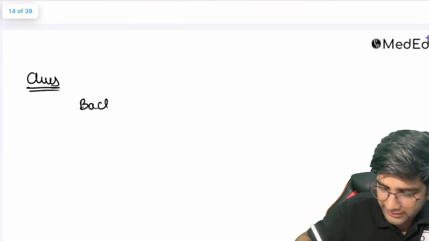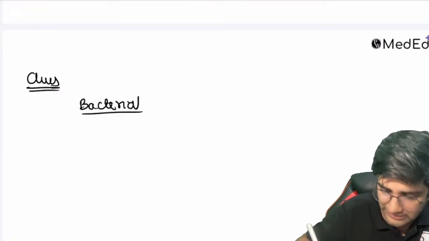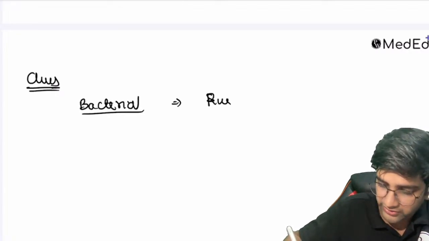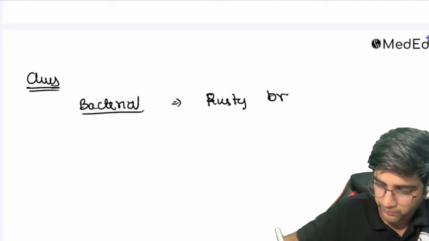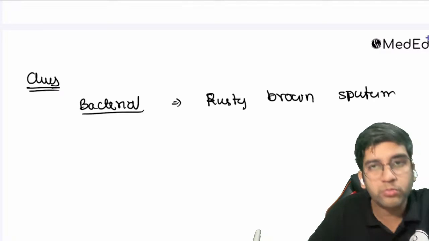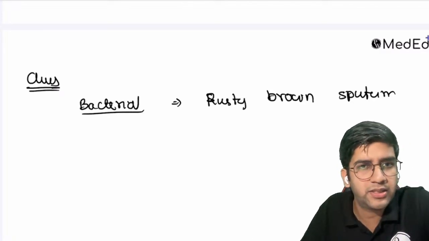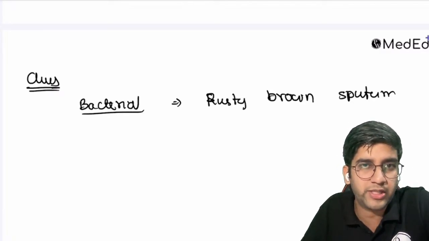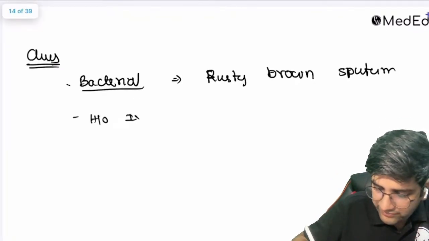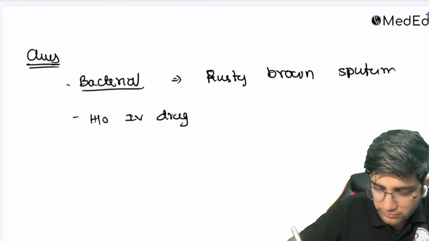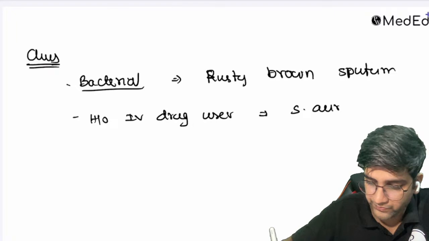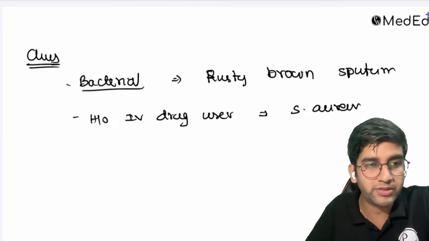Most of the time in a question, in a long answer or something, bacterial pneumonia, if you have a question saying rusty brown sputum, this is a general term given for almost every bacterial pneumonia, right? General term for almost every bacterial pneumonia. Okay? If you have a history of IV drug abuser, most likely organism is Staph aureus. I'll tell you a simple way to remember this, right?